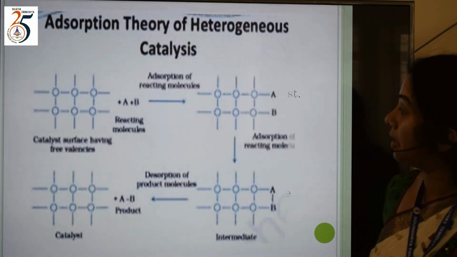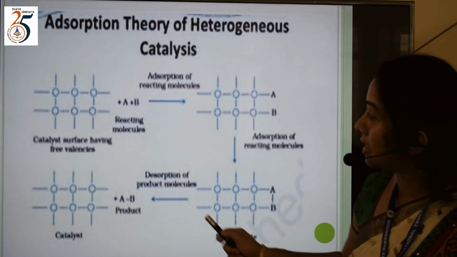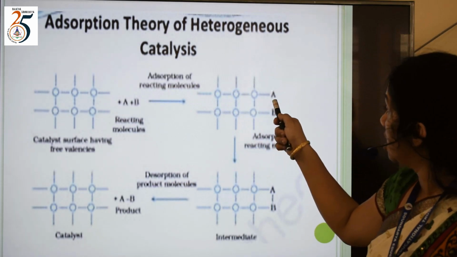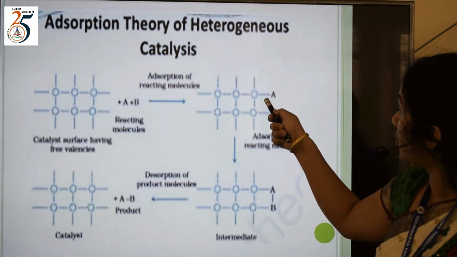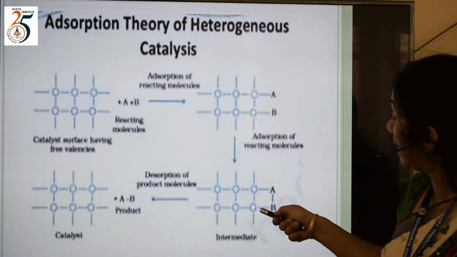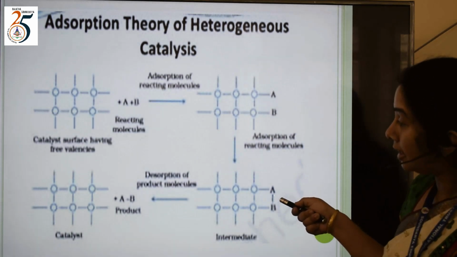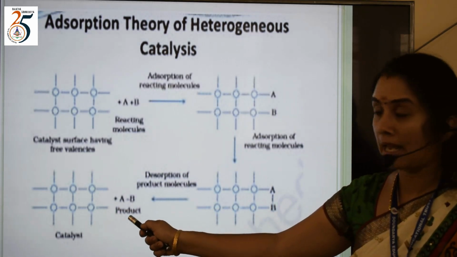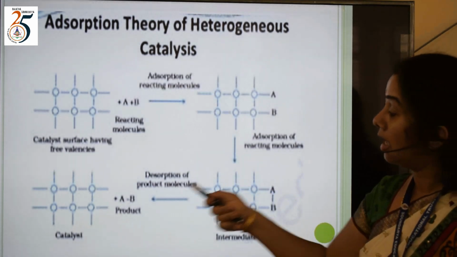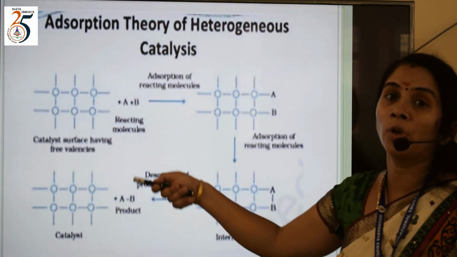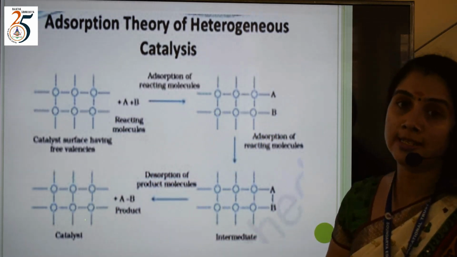We shall once again explain this using this screen. This is the catalytic surface over here. Now, the reacting molecules are coming near the catalyst. Adsorption happens. The reactants A and B are getting adsorbed on the surface of the catalyst. They react on the surface of the catalyst to form an intermediate product. Finally, desorption of the product. AB is the product. It gets detached from the catalyst and moves away from the surface. Now, this catalyst is ready to attract new reactants on the surface and the process will continue. This is the adsorption theory of heterogeneous catalysis.